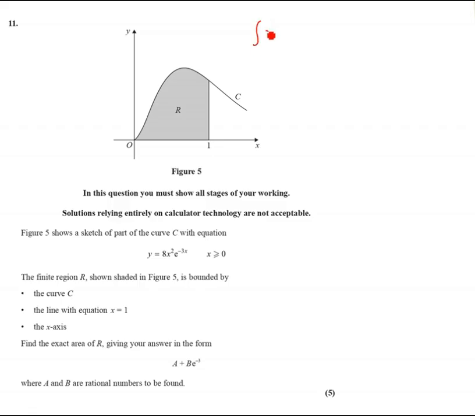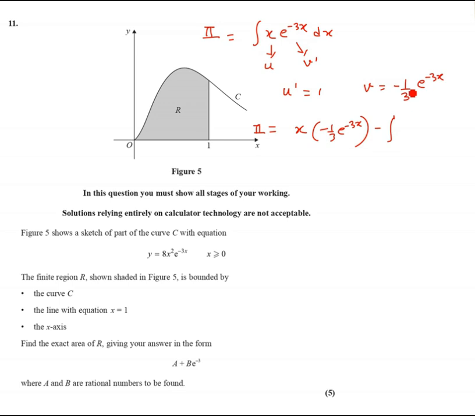So the integral of x e to the power minus 3x dx, that's your II. Now we need to integrate this, so we have to use integration by parts again. So that's your u, that's your v dash. So u dash will be 1 and v will be, you integrate e to the power minus 3x, so minus 1 over 3 e to the power minus 3x. Now we use the integration by parts formula, so II can be written as u times v. U is x and v is minus 1/3 e to the power minus 3x, and then minus the integral of v, which is minus 1 by 3 e to the power minus 3x, and u dash is 1 dx.